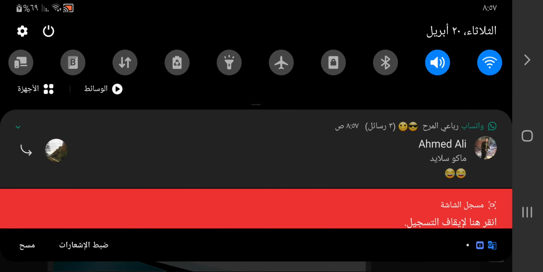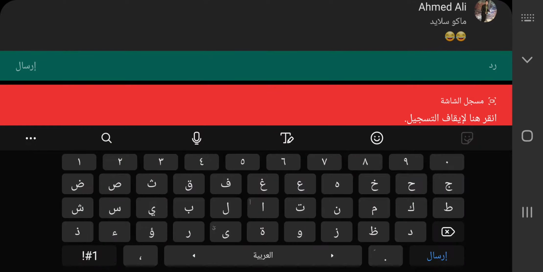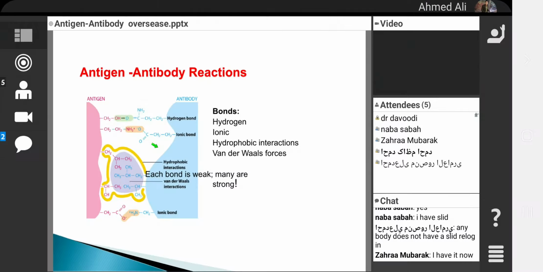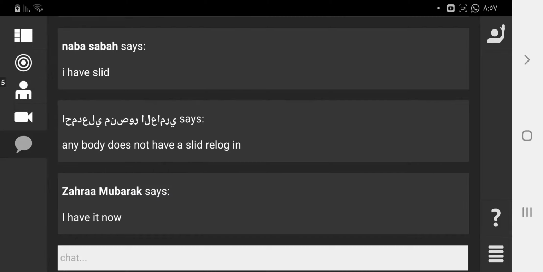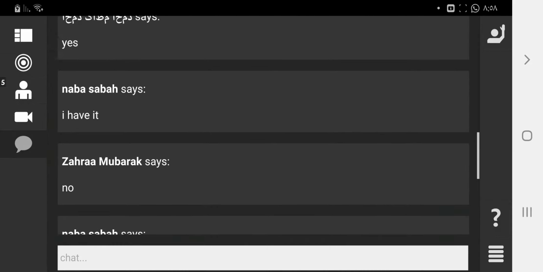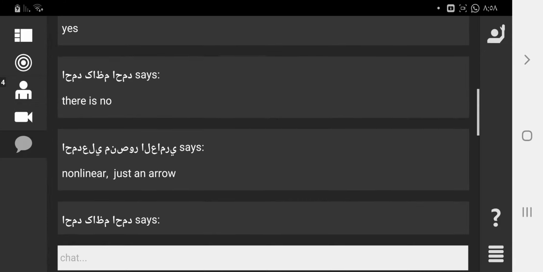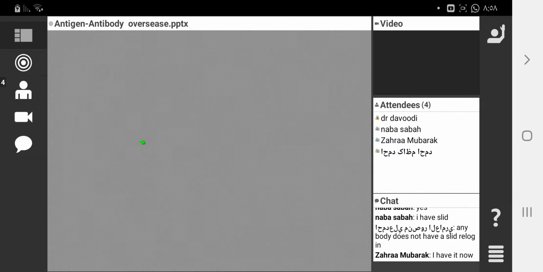This area is called the epitope on the antigen, and on the antibody it is the paratope. Between epitope and paratope there are many chemical bonds, none of which are covalent. The chemical bonds between epitope and paratope are non-covalent, for example hydrogen, ionic, hydrophobic, and van der Waals.